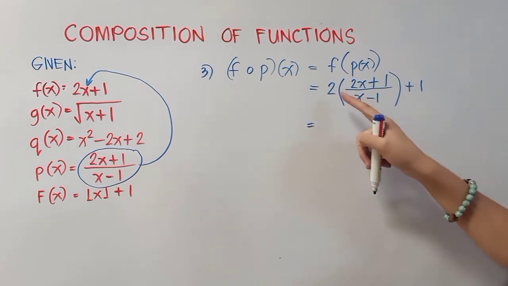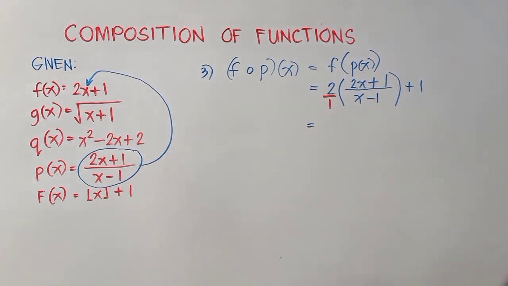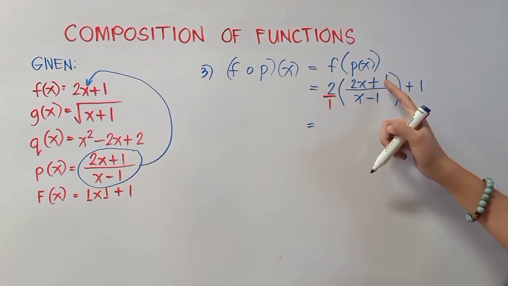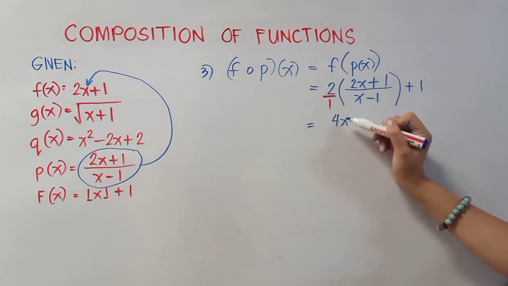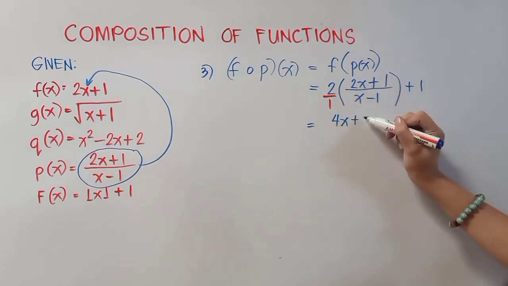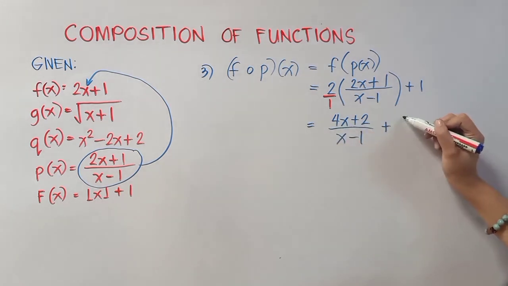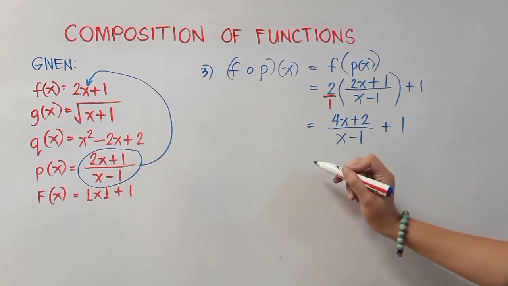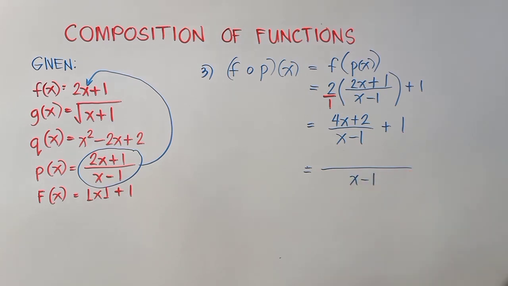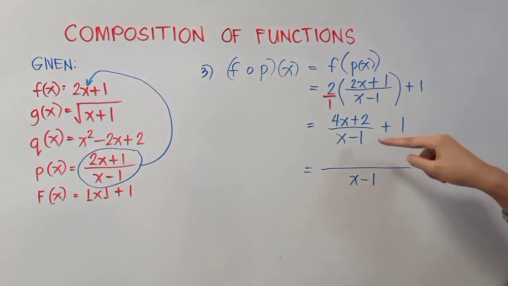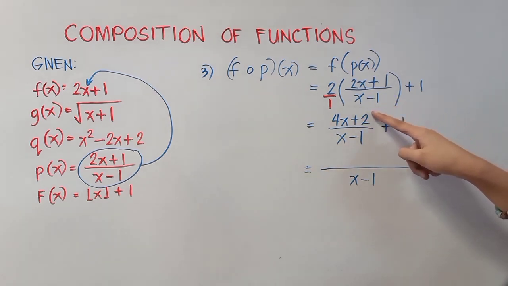Since p of x is a fraction, we'll have to make 2 be 2 over 1, and we will multiply numerator to numerator and then denominator to denominator. So we have here 2 times 2x is 4x, 2 times 1 is positive 2, all over 1 times x minus 1 is just x minus 1, and then copy plus 1. Since this is addition of fractions, our LCD is x minus 1.